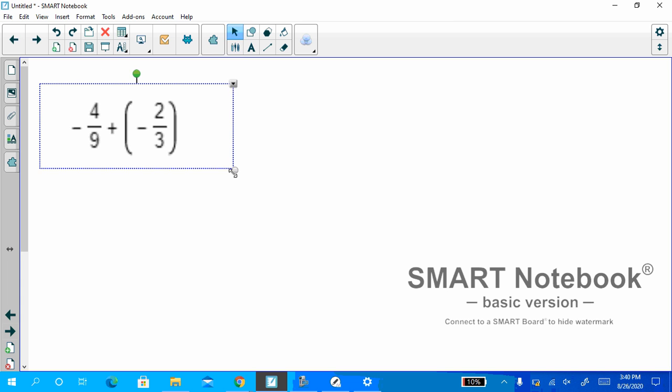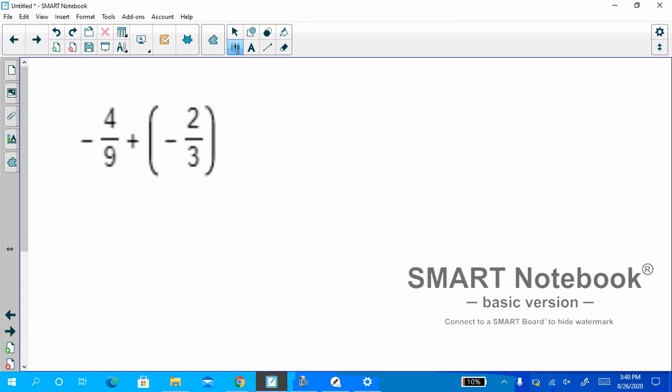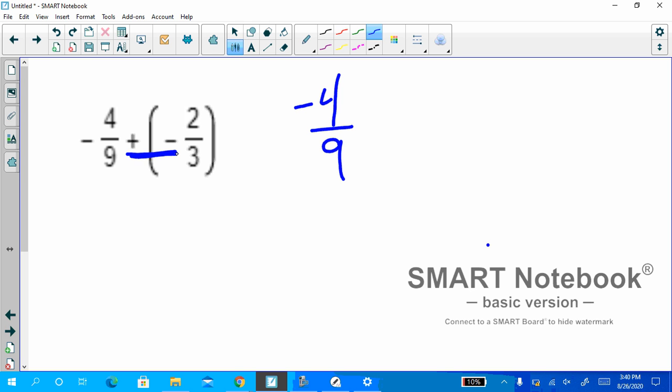So here are some fractions. So we have -4/9, double signs, so plus and minus makes a minus. And notice both signs are negative. The sign in front of that is negative, and the sign in front of the 2/3 is negative. So we're actually going to add these.